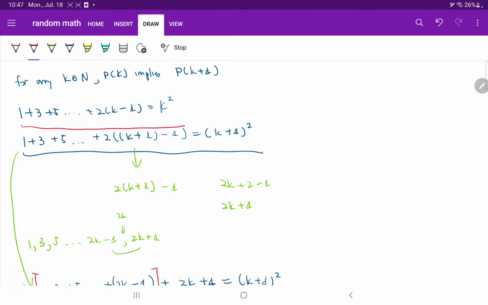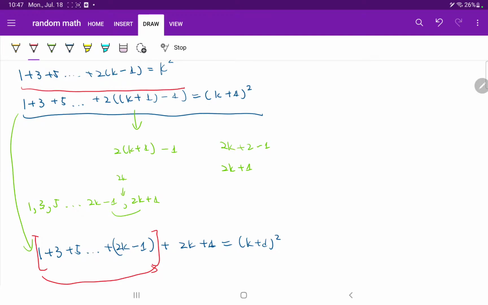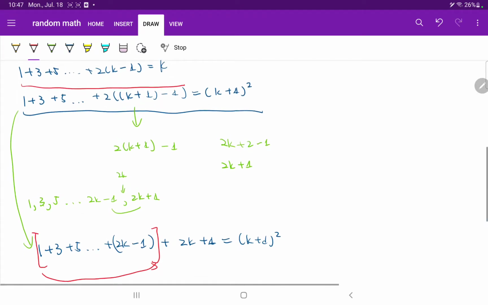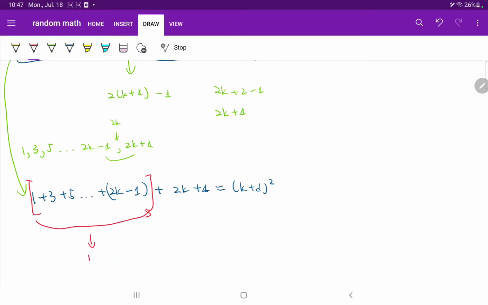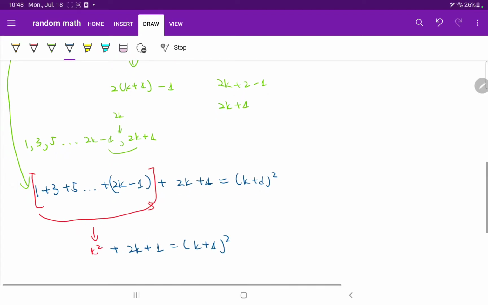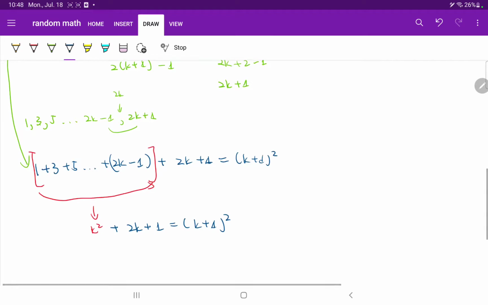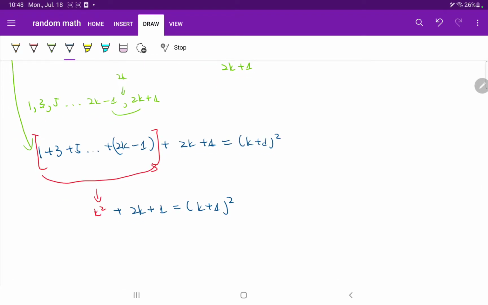Then we want to use the fact that we assume Pk is true to prove that Pk plus 1 is true as well. So this is our initial induction hypothesis. We know this part is equal to k squared like we assumed, and then we keep the rest the same, plus 2k plus 1, is equal to k plus 1 squared. You can see that this is indeed true because these two are indeed equal.